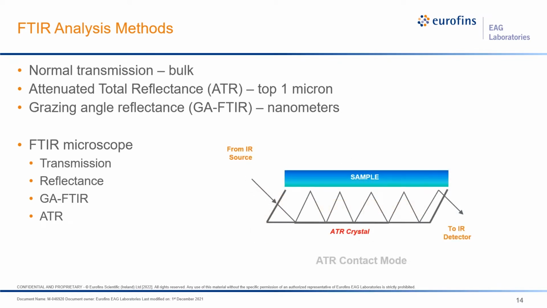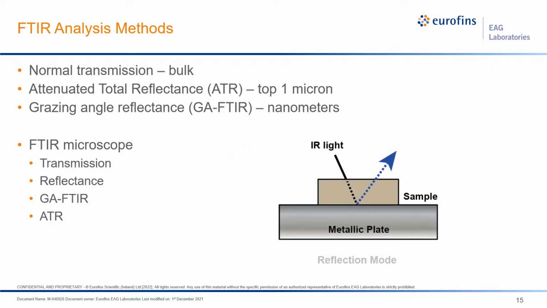Again, with ATR, we come in direct contact with the sample with our crystal. So here we're getting information about the top micron of the sample. And now we have recently, in addition, the grazing incidence, which is a much more surface sensitive way of doing ATR that gives information about the top 10 nanometers of the sample. This is a pretty new technology.